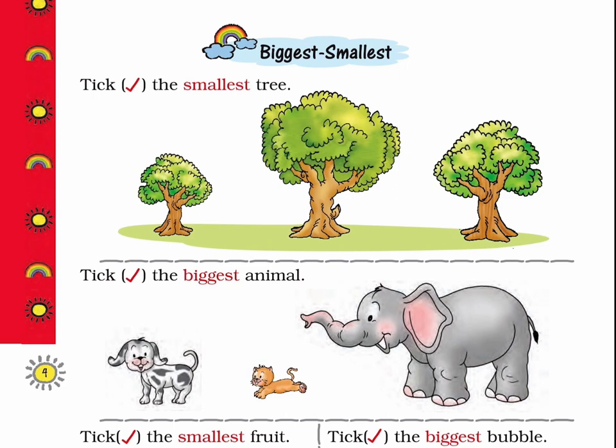Trees are tall plants that have a hard stem, branches, and leaves. They are different in sizes. Some are very big and some are small.